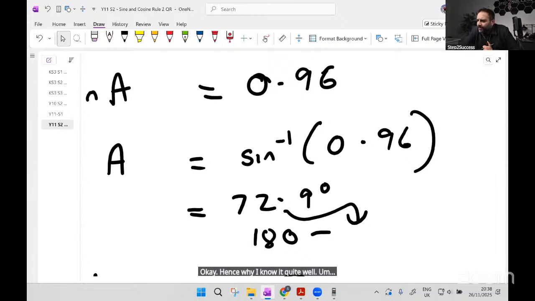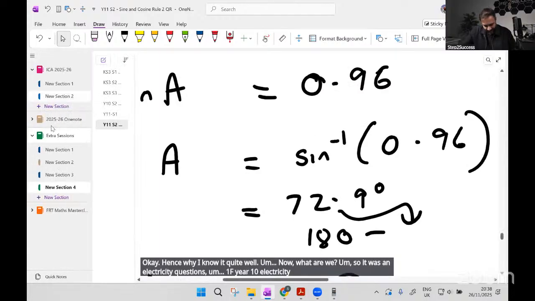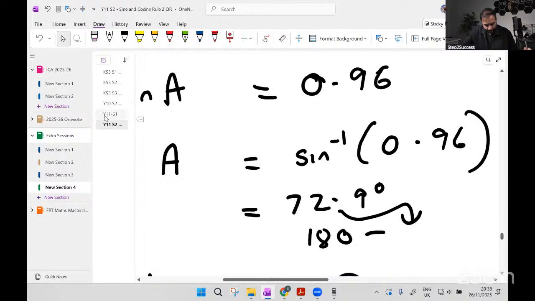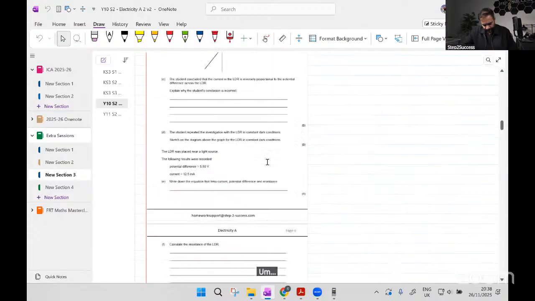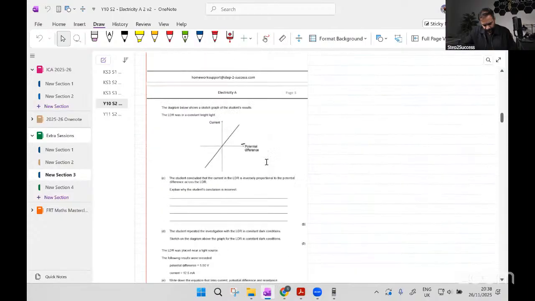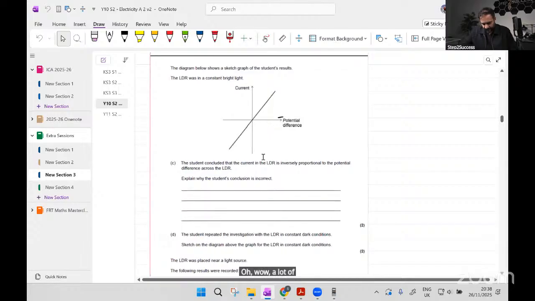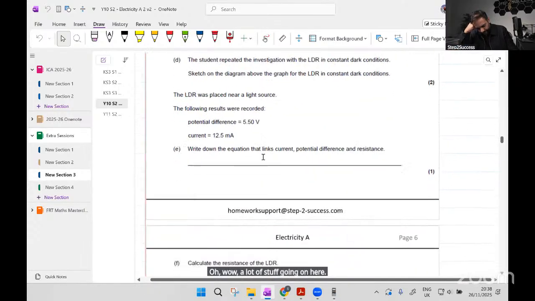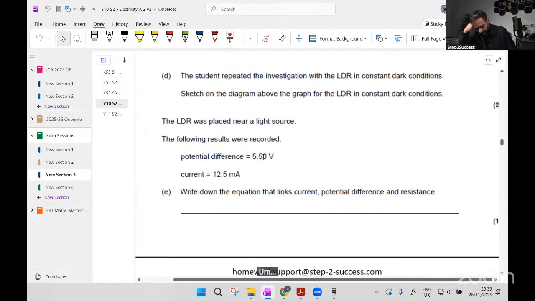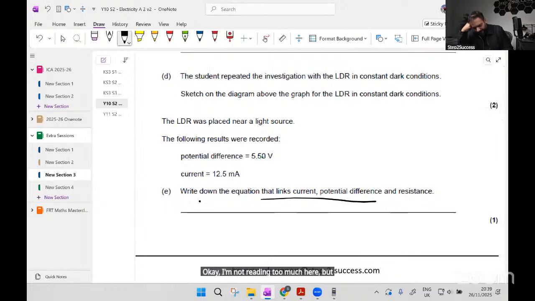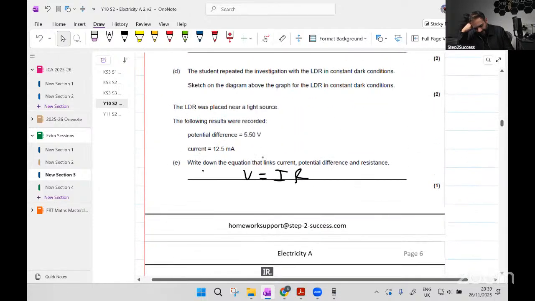Now what? Where are we? Some electricity questions. 1F year 10 electricity. Okay, let me go back to that. Oh wow, there's a lot of stuff going on here. Okay, I'm not reading too much here, but the equation that links these things is V equals IR. The question says calculate the resistance of the LDR.